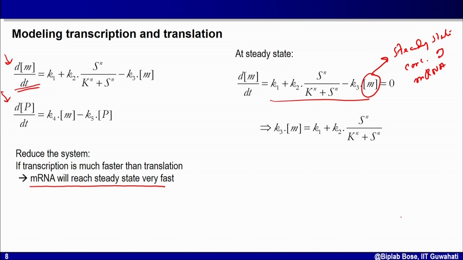I want to separate that out from this algebraic relation. So I take K3 and M on the left hand side and keep everything else on the right hand side. Further, I can divide both sides by K3. Then I get the steady state concentration of M. M is equal to K1 by K3, considering that I have a leaky expression, plus K2 by K3 into the Hill function, S to the power n divided by K to the power n plus S to the power n. This is my Hill function.